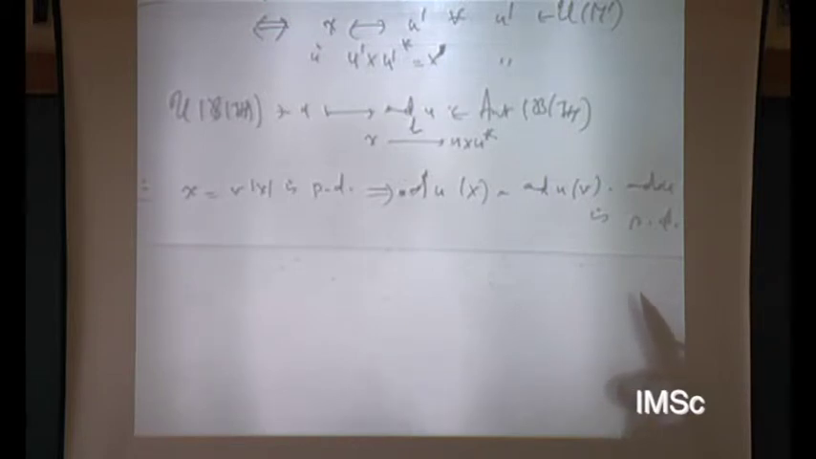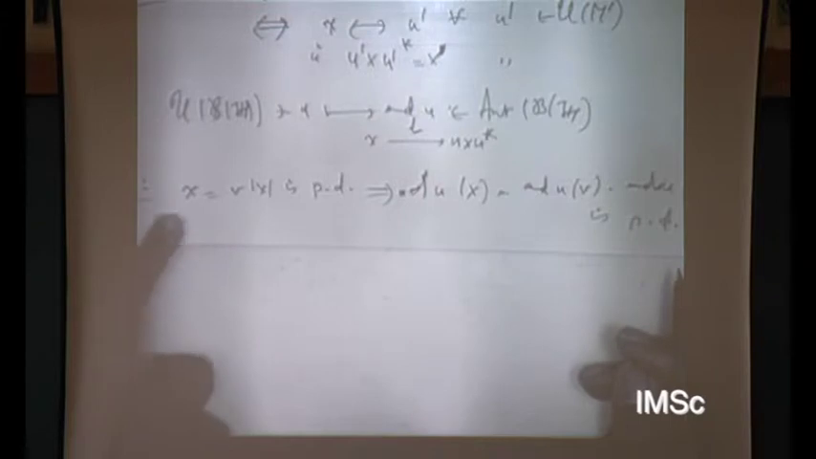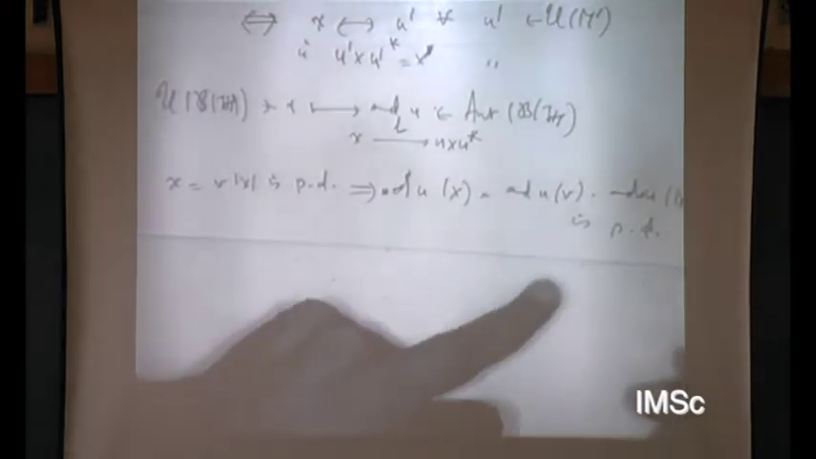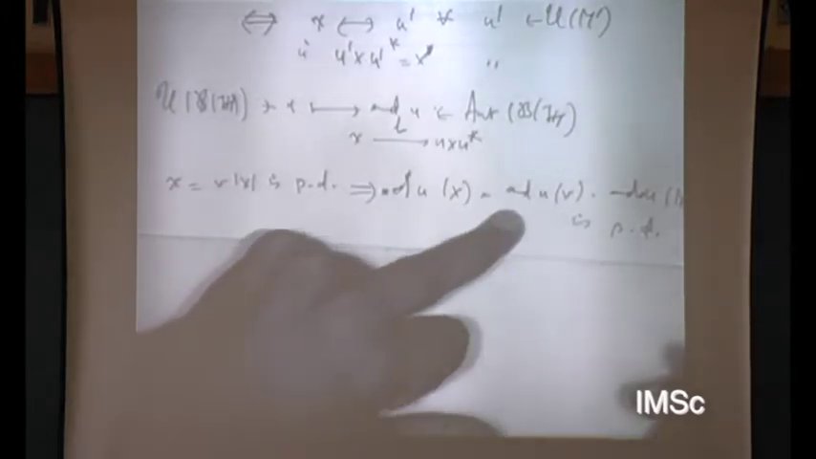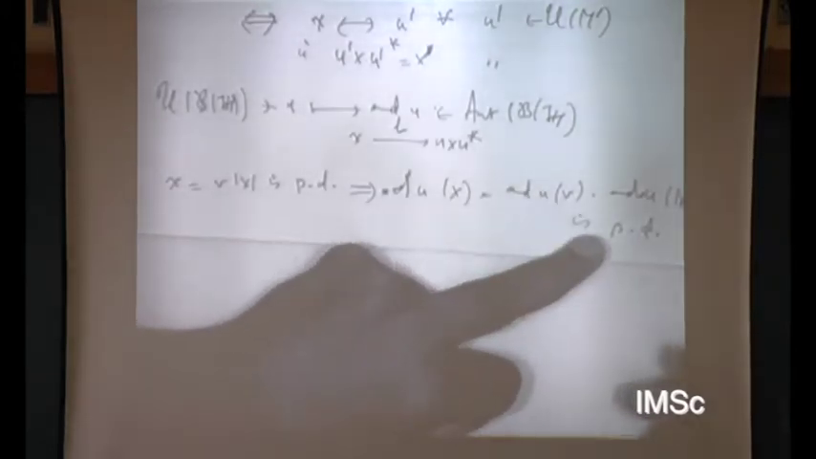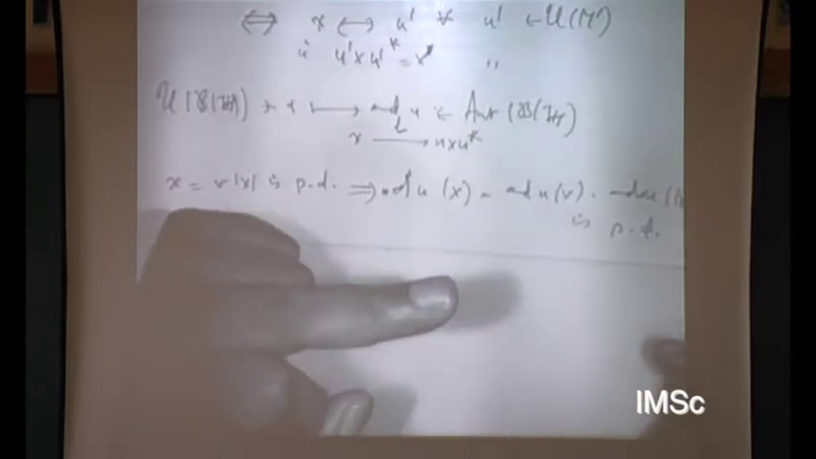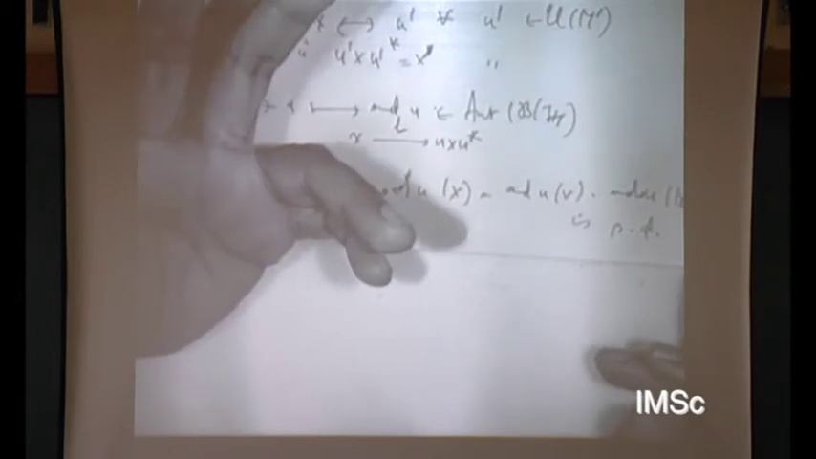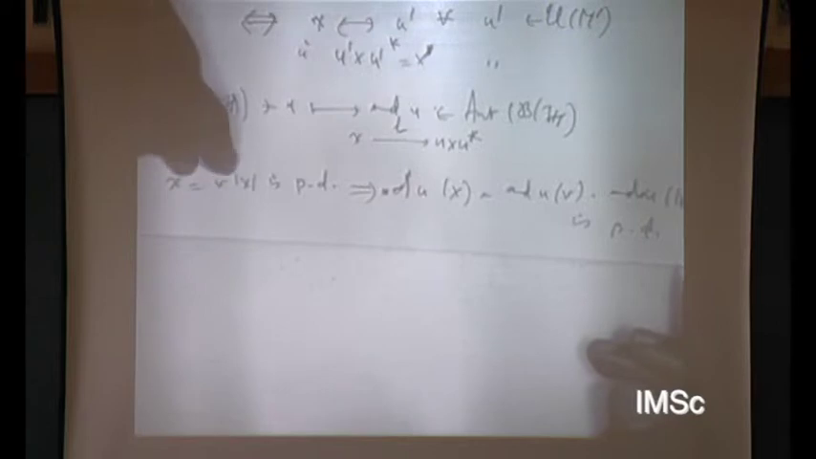Right? So what am I saying? If x equals v mod x, then because Ad U preserves products, it follows that Ad U of x will be Ad U of v times Ad U of mod x. Because Ad U preserves all the structure, Ad U of v is going to be a partial isometry, and Ad U of mod x is going to be positive, and both of them will have the same kernel because v and mod x have the same kernel.